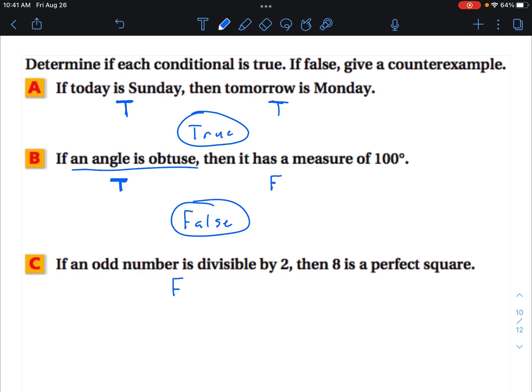You can get angles that are obtuse, you can get the day to be Sunday, but you will never have an odd number divisible by 2, so it is false. You can stop right there because no matter what is said after that, this statement is true. You don't even have to look at the second part.